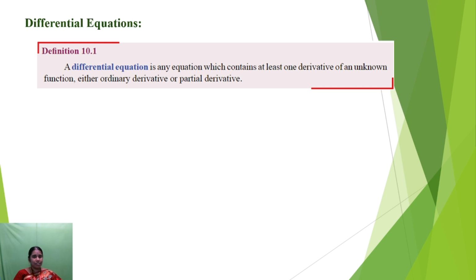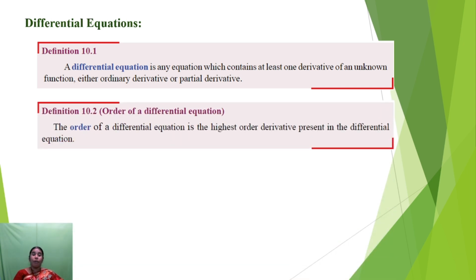A differential equation is nothing but an equation which contains at least one derivative of an unknown function, either an ordinary derivative or a partial derivative, whatever it may be. If an equation contains at least one derivative, then the equation is said to be a differential equation. Next thing, ordinary differential equation.